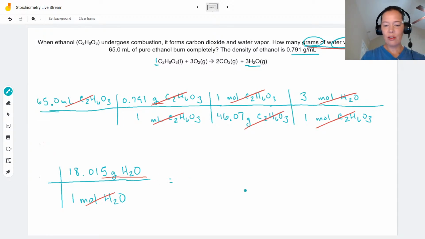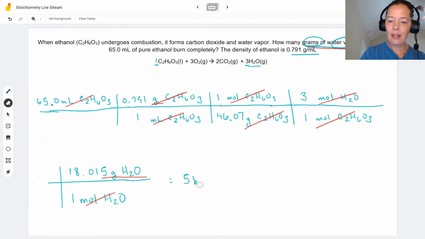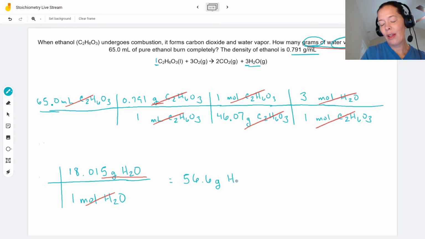So if I run this through my calculator, I am going to get 56.6 grams of water, and we can even put the gas symbol there for water vapor.